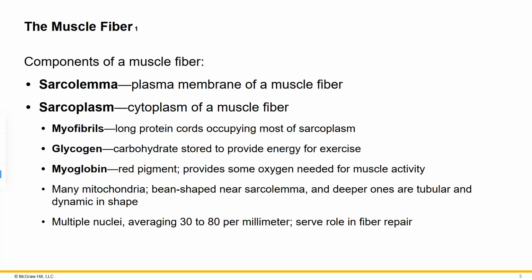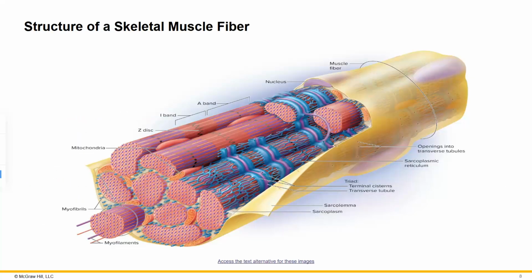So myoglobin can actually store oxygen within the muscle so that when energy is needed for a muscle contraction, we have that oxygen store ready to go. Many mitochondria: bean-shaped near the sarcolemma, and deeper ones are tubular and dynamic in shape. Multiple nuclei, averaging 30 to 80 per millimeter, serve the role in fiber repair. So going back to here, you can see there's a bunch of mitochondria studded throughout, and then there's also a bunch of nuclei within one cell. So these are multinucleate cells, many nuclei.